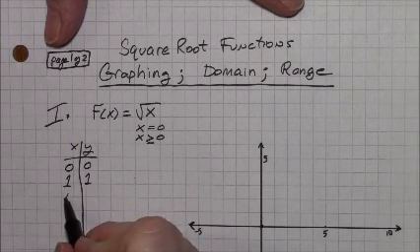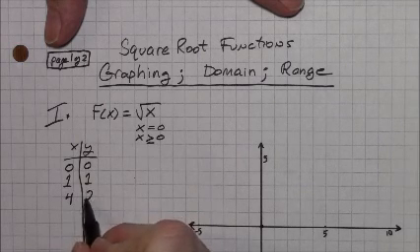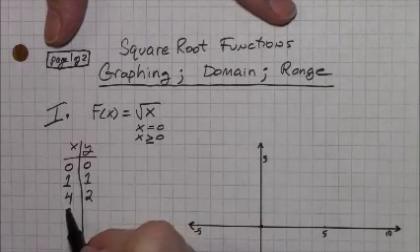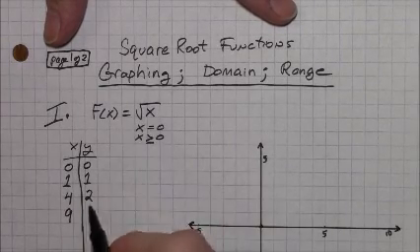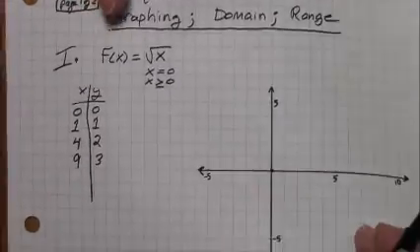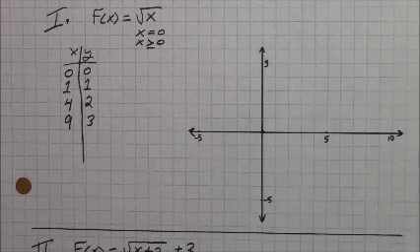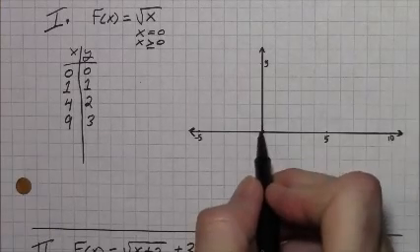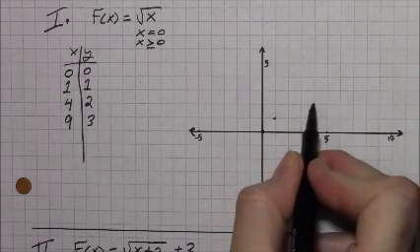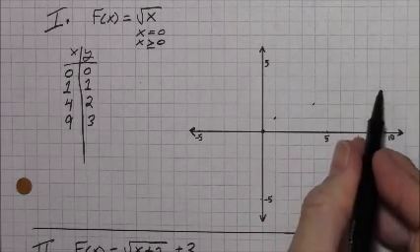I can put square root of 2 and get 1.4 something, but I can put any number I want to. So I'm going to put numbers that are easy to work with, because if I do the square root of 4, that gives me back a 2. And if I do the square root of 9, I get back a 3. Those are enough points to graph this with. So over here on the graph, we have 0, 0, 1, 1, 4 and 2, 9 and 3.